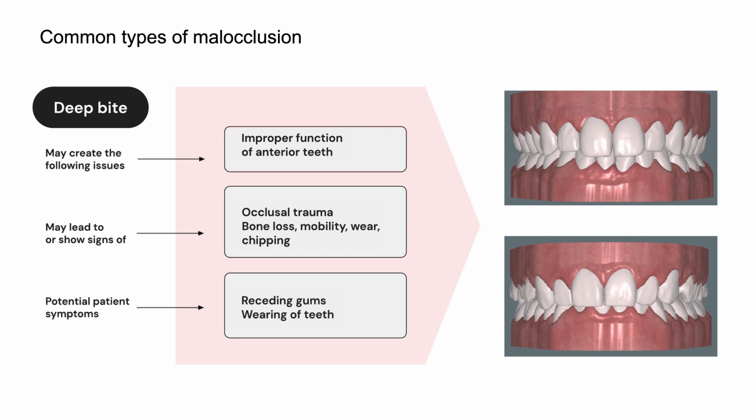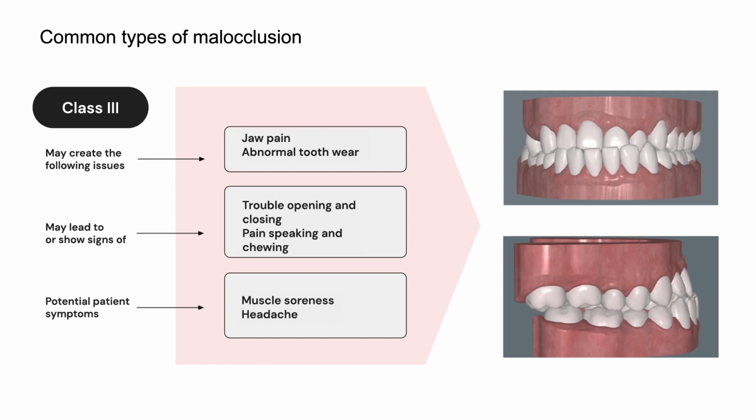What would be another thing that we might encounter, more rare? You can see we're getting a little bit more rare as we go along here, and that is class 3. It's where the bottom teeth are in front of the top teeth. I like to say the bottom jaw is too far forward, the top teeth are too far back, one or the other. The big thing about that is you can have some abnormal tooth wear and pain associated with that.